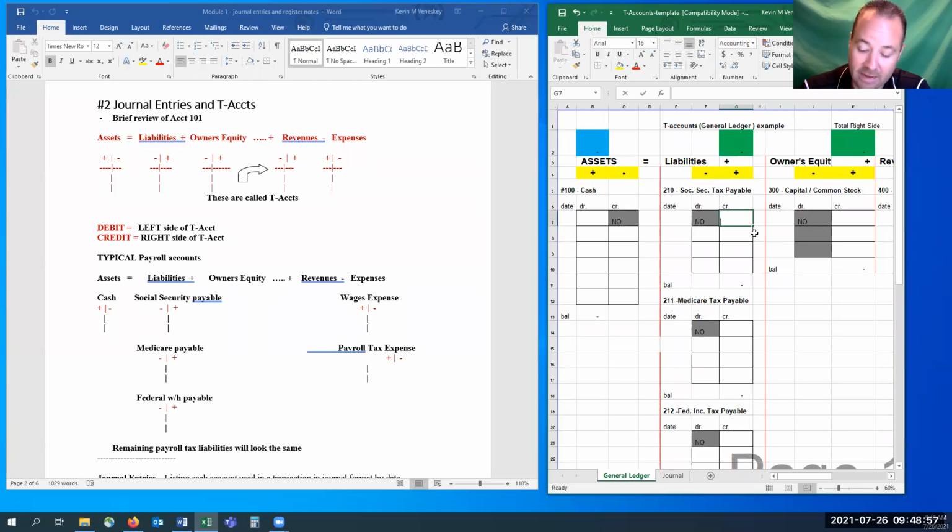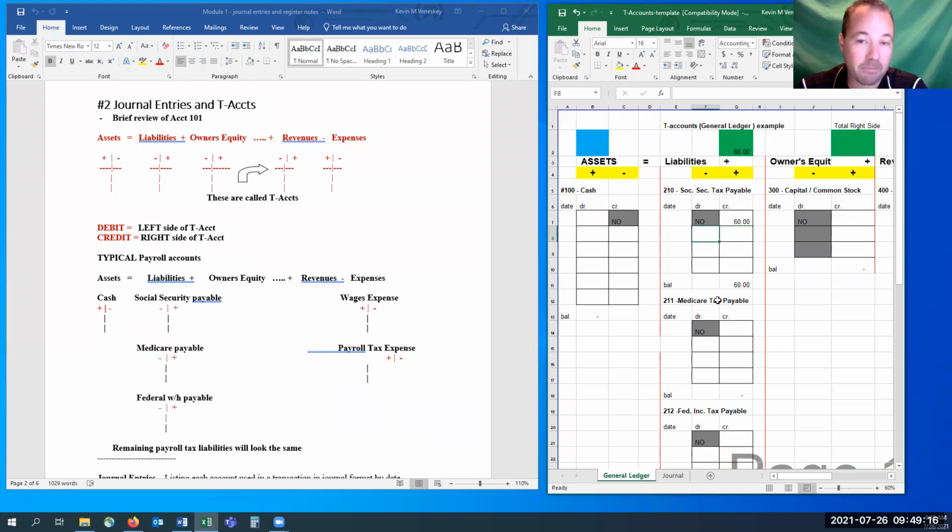And so every time you have, let's say, some money put into the Social Security account, I've got it set up where it's going to add it up for you, your total. And then it's going to put it up here in your total. This is the right-hand side of the equation, so I put those in green. And then the blue is your left-hand side.